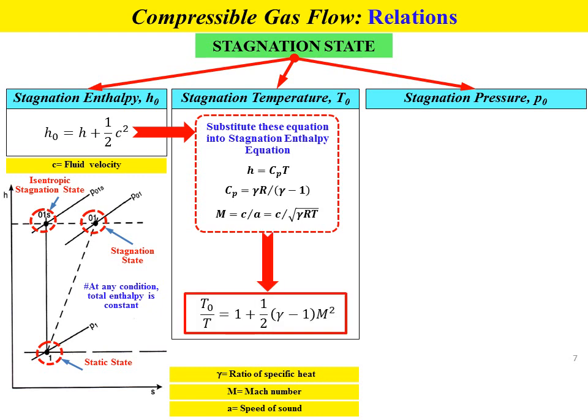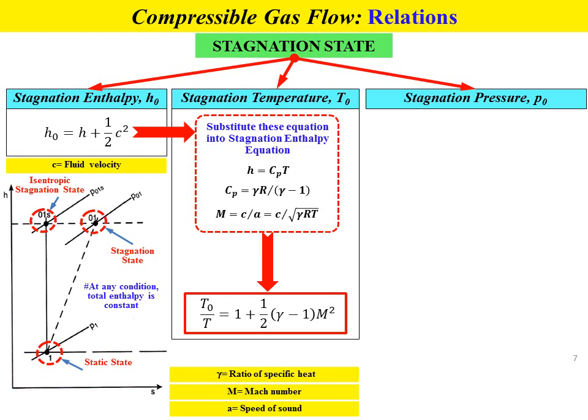Okay, then after we substitute all these three equations into the stagnation enthalpy equation, you will get the stagnation temperature ratio equation. So T0 divided by T equal to 1 plus half multiplied by gamma minus 1 times Mach number square.